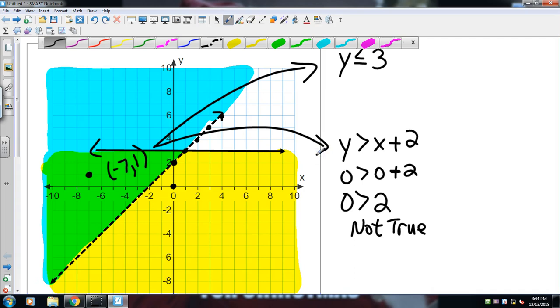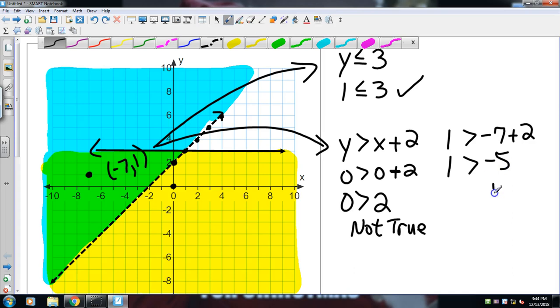Well, let's see. Our y coordinate is 1. So is 1 less than or equal to 3? Yes, that's true. Our y coordinate is 1. Our x coordinate is -7. Is 1 greater than -7 plus 2, which is -5? Is 1 greater than -5? That is true. So our overlapping region is accurate. And so that's a little under 8 minutes. We've got 5-7 graphing system inequalities.